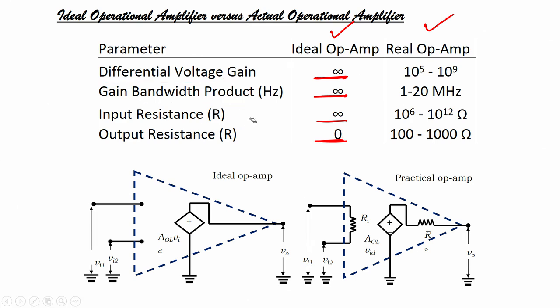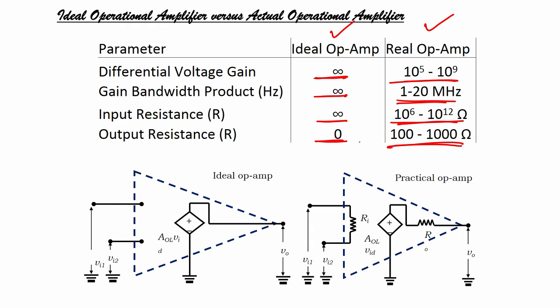But when we talk about the real or practical op amp, we see that it is not infinite, it is extremely high. It is not 0, it is low or close to 0. So, this is the ideal versus real op amp.